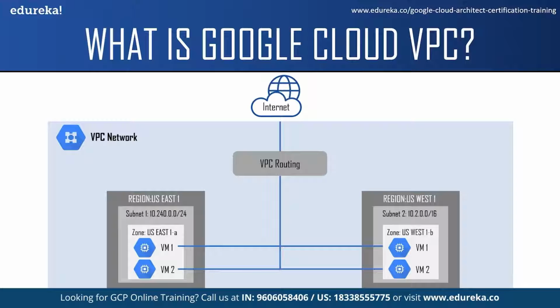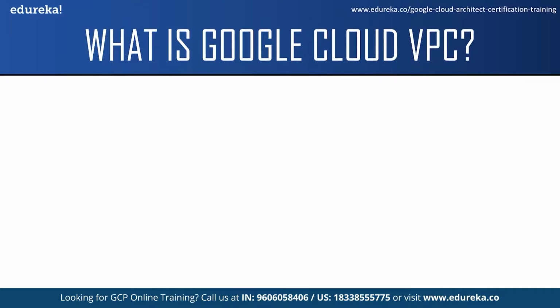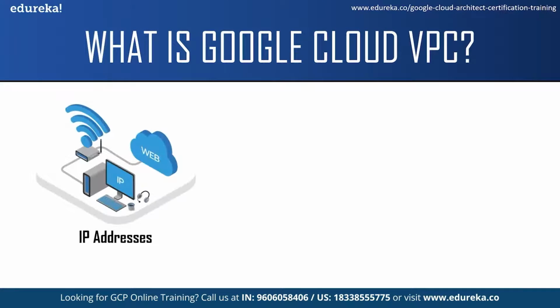Moving on, let us understand a few important concepts in VPC like IP addresses, routes, and firewall rules. You will find all these concepts in the Google Cloud VPC console. So first, let us talk about IP addresses. Now each virtual machine instance in GCP will have an internal IP address and typically an external IP address. The internal IP address is used to communicate between instances in the same VPC network, while the external IP address is used to communicate with instances in other networks or the internet. These IP addresses are ephemeral by default but can be statically assigned. Now ephemeral means the IP address will keep changing every time the virtual machine restarts.